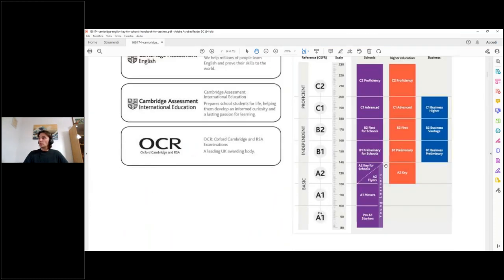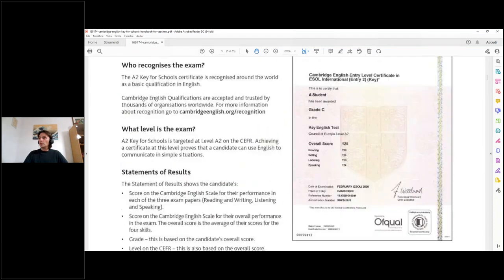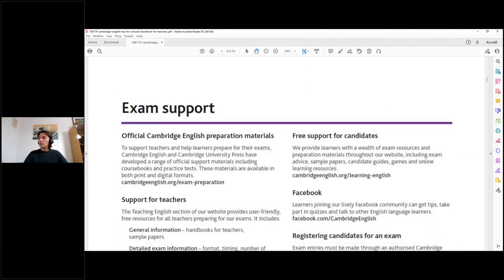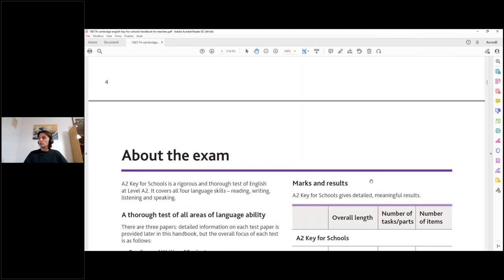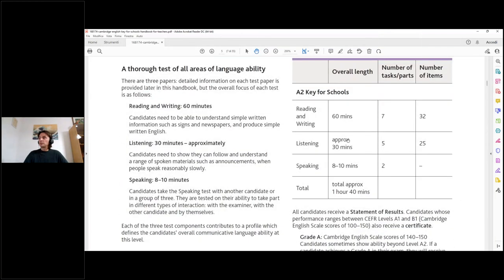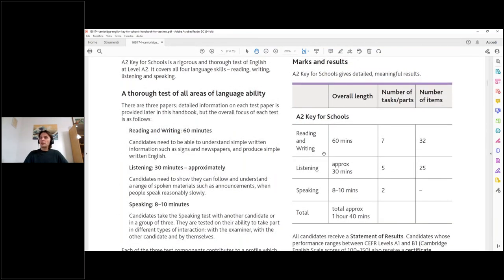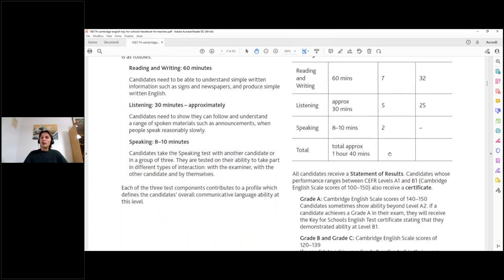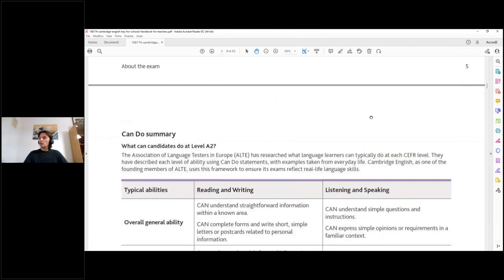Let me just scroll a little bit more. We looked at this. Remember the very first lesson, I'm sure, about the exam, right? Reading and writing was 60 minutes, 7 parts, number of questions 32. Okay, so next lesson we'll do the listening sample test and the speaking sample test. The listening is about 30 minutes, the speaking only about 10 minutes.